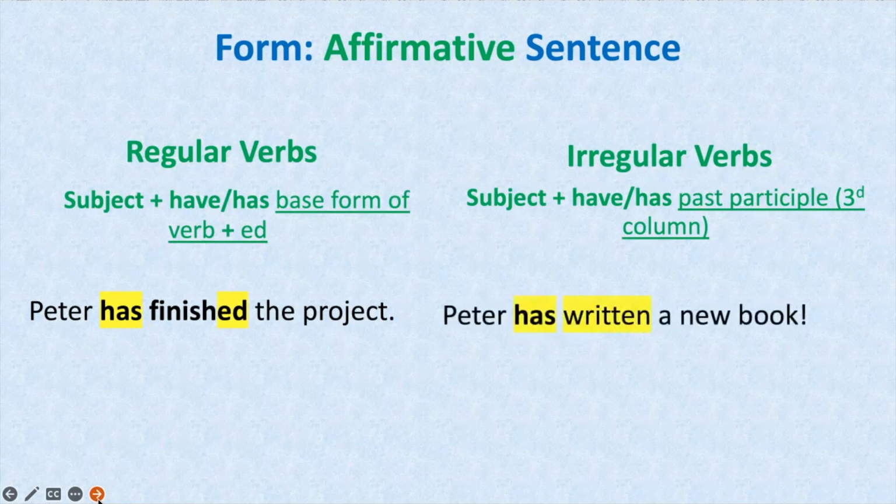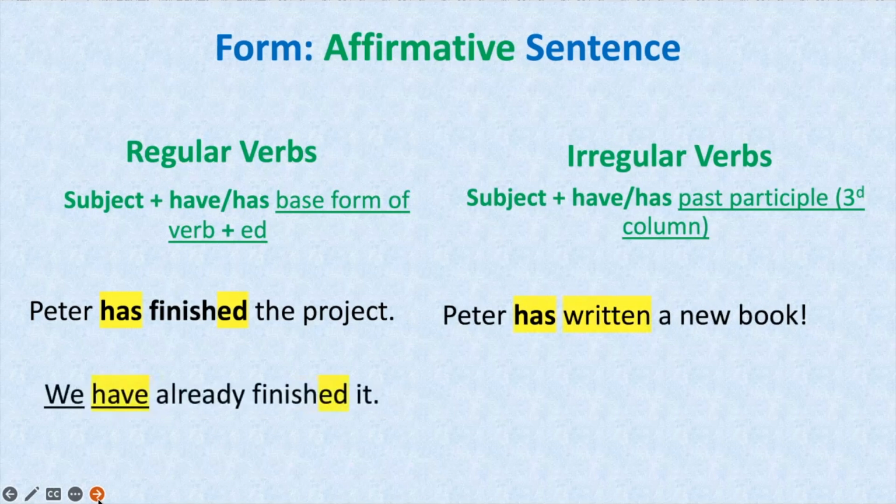Peter has written a new book. You see that I'm still using has, the auxiliary verb, because my subject, Peter, is a third person singular, but the verb write is irregular. That's why I have to use a past participle form, which is written.